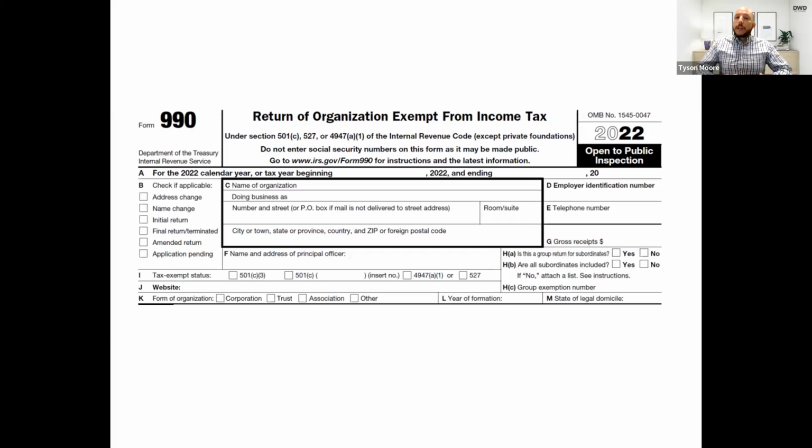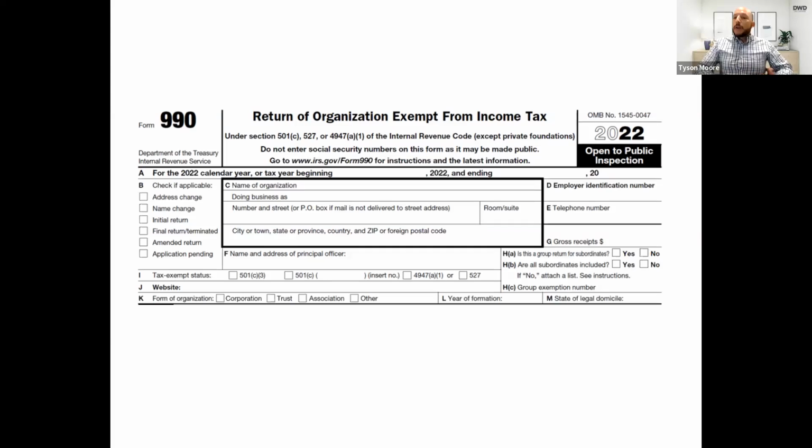Our new address will then get updated with the IRS based on that information. If we change our name and we want to make sure that's reported to the IRS as well, we do that by clicking the name change box. And if your organization has a website, we also need to make sure that's available. The IRS wants to know this because they say they're going to go out and look at your organization's website to see what information is available there.